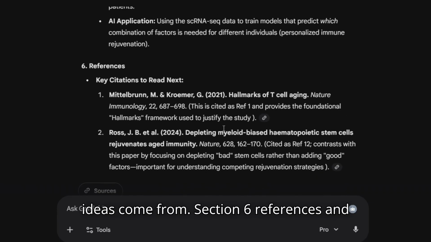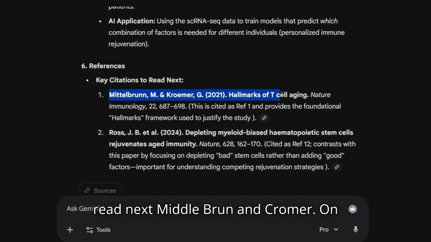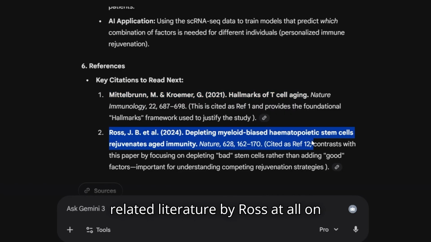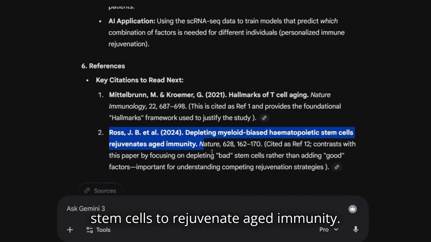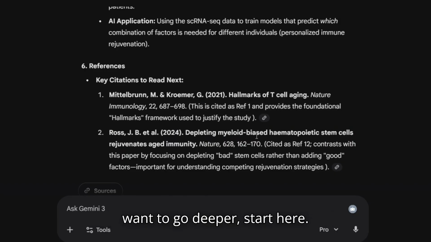Section 6. References. And finally, we get 2 key papers to read next. Middleton and Cromer, on hallmarks of T-cell aging, and other related literature by Ross et al. On depleting myeloid-biased hematopoietic stem cells to rejuvenate aged immunity. This creates your reading pathway. If you want to go deeper, start here.